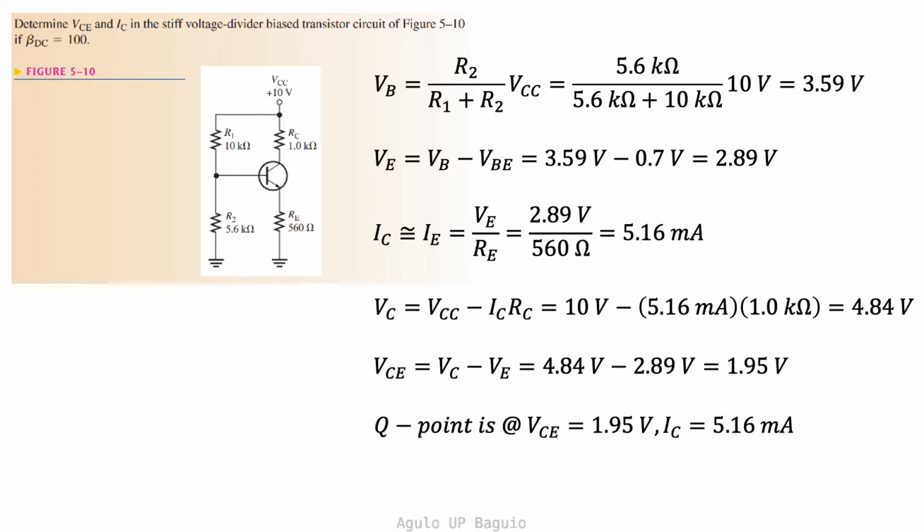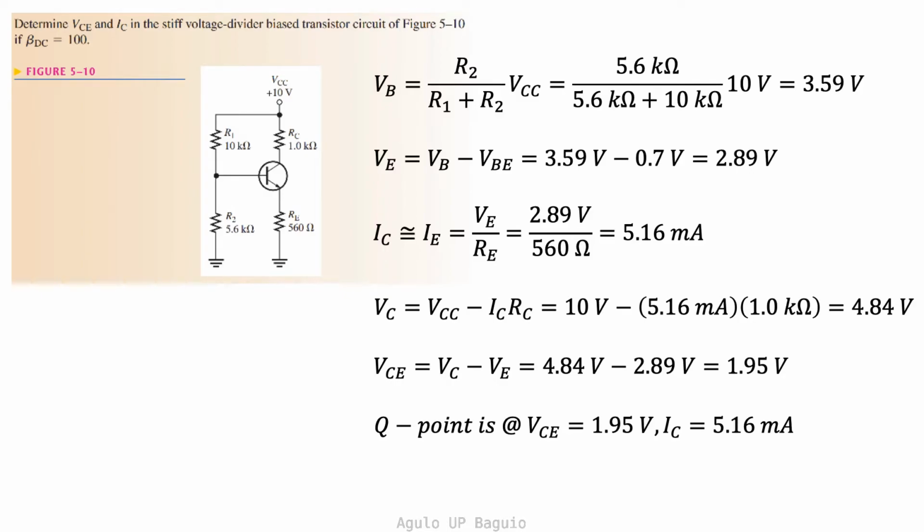We first solve for the base voltage, which is given by the voltage divider equation, R2 over R1 plus R2 times VCC. Plugging in the known values, we get 3.59 volts for the base voltage. Now that we know the base voltage, we subtract VBE from the base voltage. VBE is just the voltage across the base emitter junction, which is 0.7 volts. This gives us the emitter voltage equal to 2.89 volts.